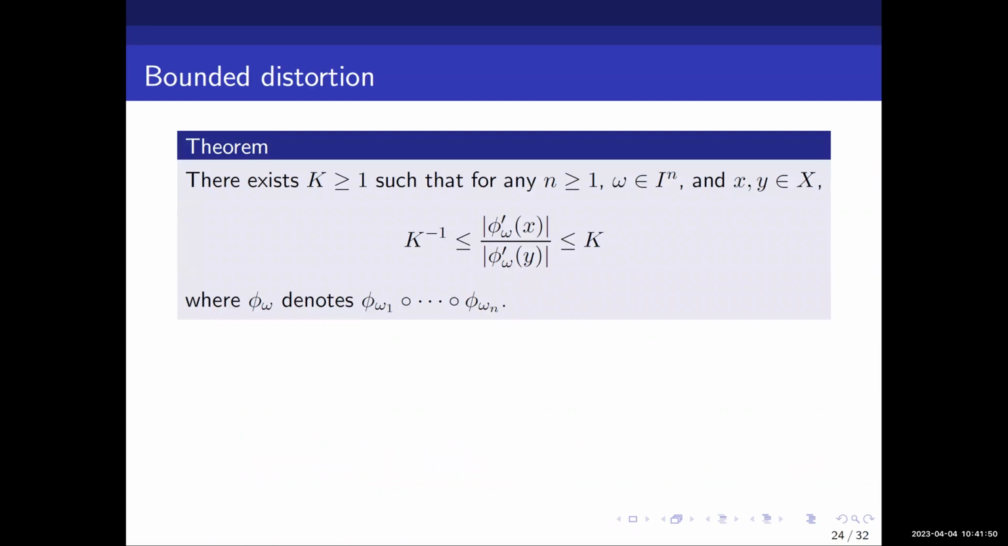Okay, so far we haven't used regularity, right? We assumed C^{1+alpha} regularity. If you assume this, then you actually get what's called bounded distortion. So this is sort of the starting point for what's called the thermodynamic formalism. The thermodynamic formalism is sort of this injection of ideas from physics into fractal geometry that was started by Ruelle and Sinai and Bowen in the 70s.